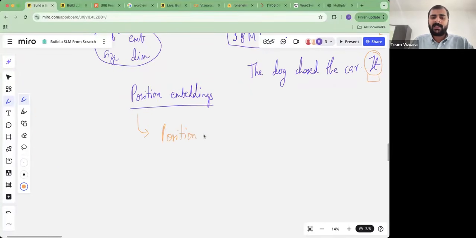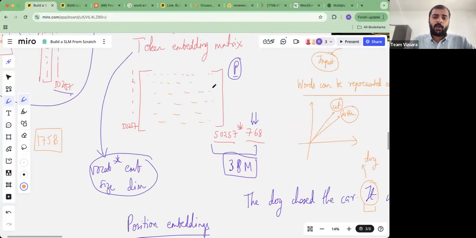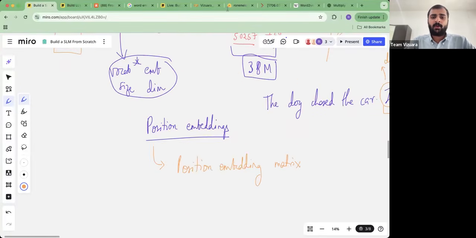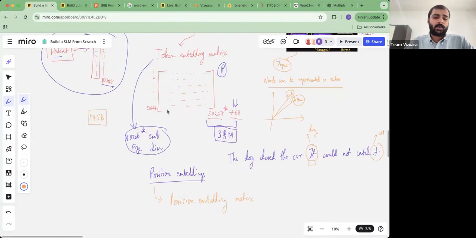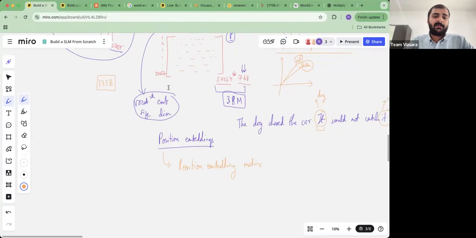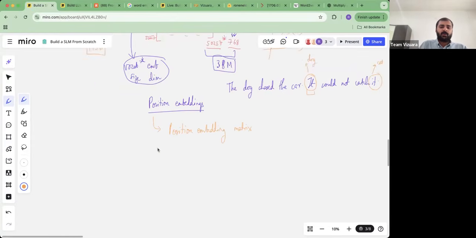Can someone tell me what will be the size of the position embedding matrix? I am going to explain this to you, don't worry. So the dimensions are 768, that's fine, so the number of columns is 768. What should be the number of rows in the position embedding matrix? So it's not actually the same size as the token embedding matrix. How many positions can tokens take? What determines the number of positions? It's not the vocab size. It's actually based on the context size.